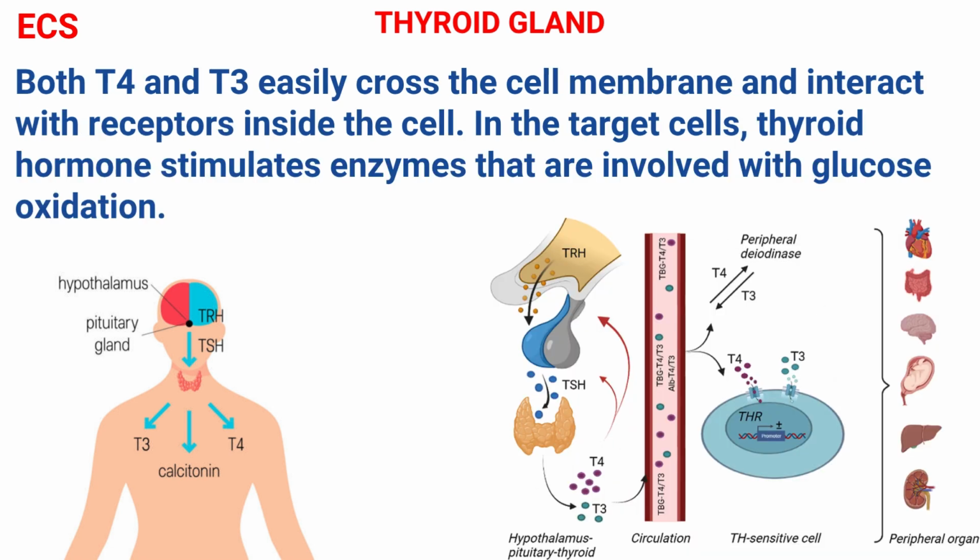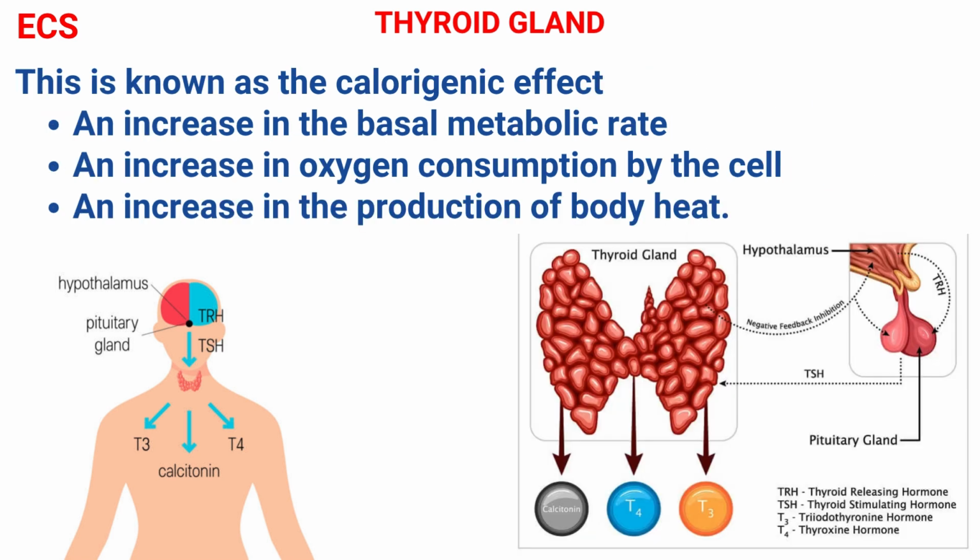Both T4 and T3 easily cross the cell membrane and interact with the receptors inside the cell. In the target cells, thyroid hormones stimulate enzymes that are involved with glucose oxidation. This is known as the calorigenic effect, and its overall effects are an increase in the basal metabolic rate, an increase in oxygen consumption by the cell, and an increase in the production of body heat.